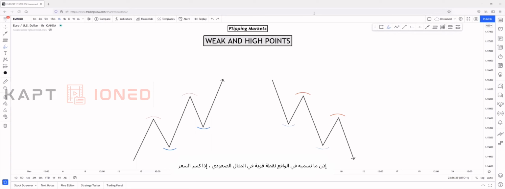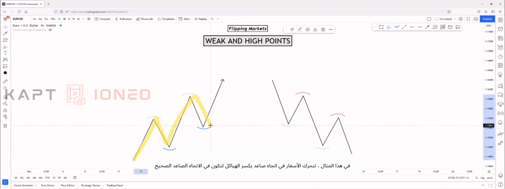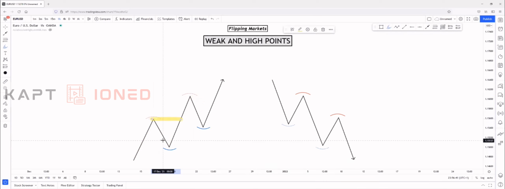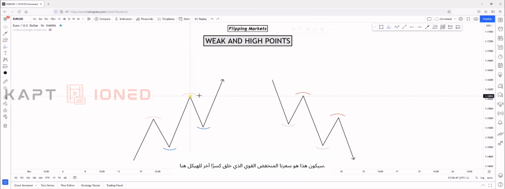So actually, what do we call a strong point? In a bullish example, if price breaks structure to the upside, it will create a strong low. As you can see in this example, price is moving in an uptrend, breaking structures to the upside. Price broke structure here, so this means it created a strong low. This will be our strong low. Price created another break of structure here, so this means it created a new strong low, which will be this one.